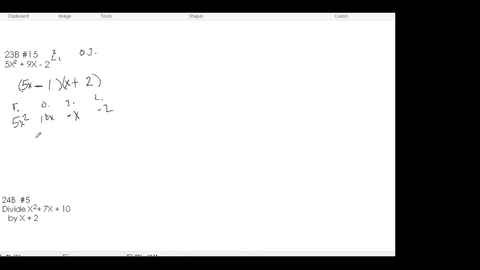So I add this all together. I have 5x squared to start with. 10x minus 1x is a positive 9x, and then minus 2. And that's what I started with.